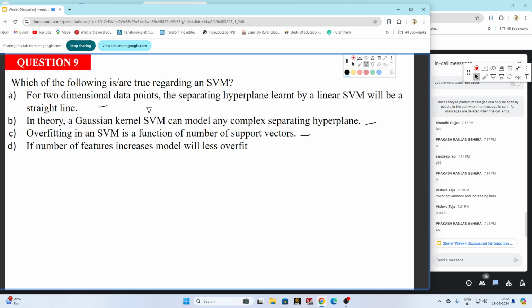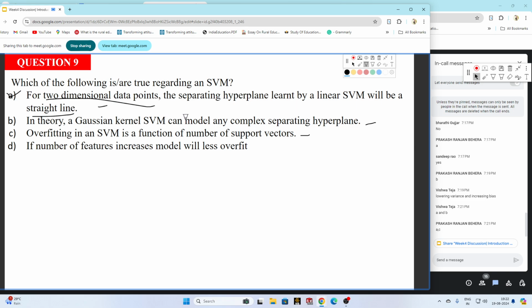If we have one-dimensional data, then p minus 1 is 0. That means we have to separate our two classes of data with a point. So option A is correct, because we have two-dimensional data, so we will be separating it by a one-dimensional thing, that is a straight line.